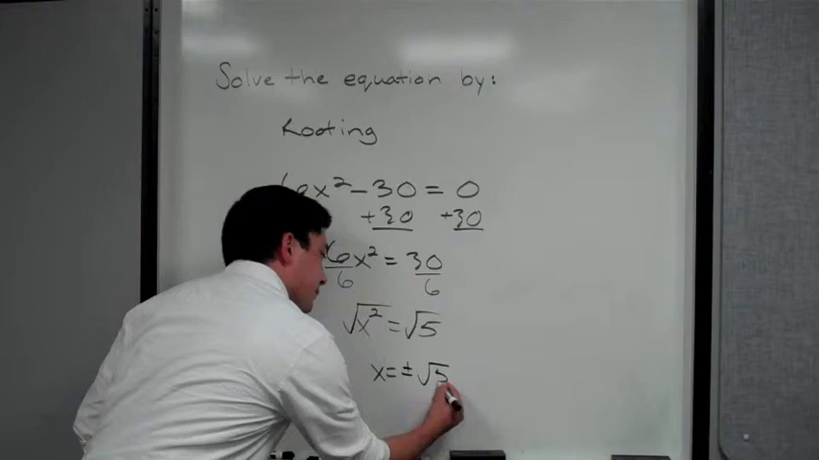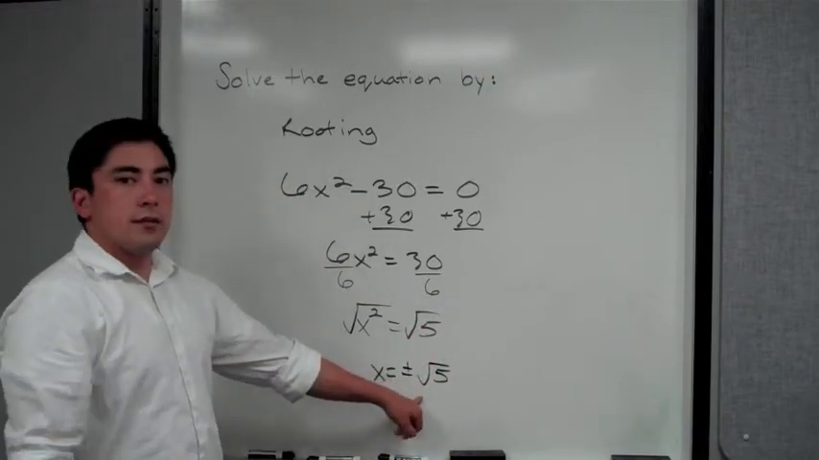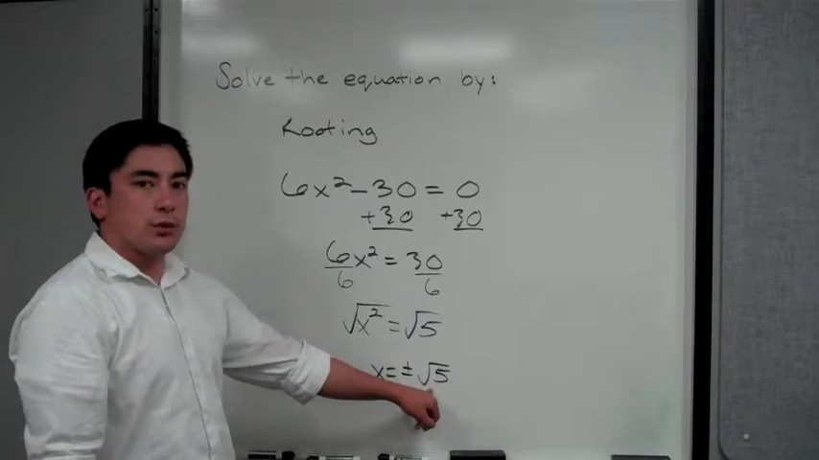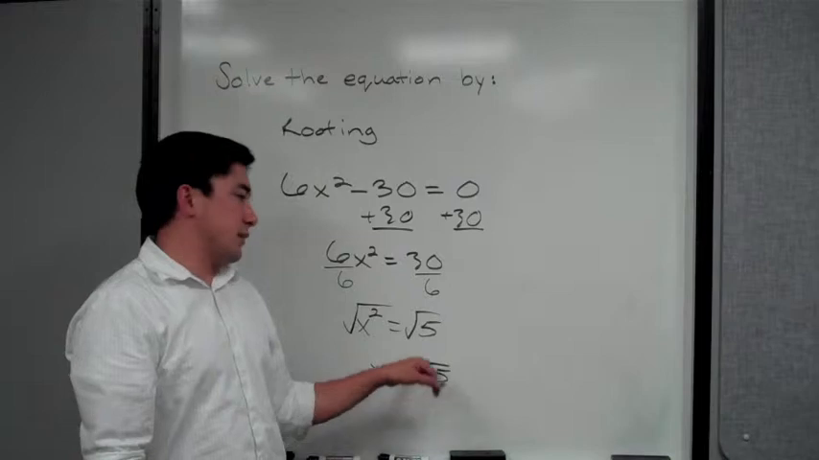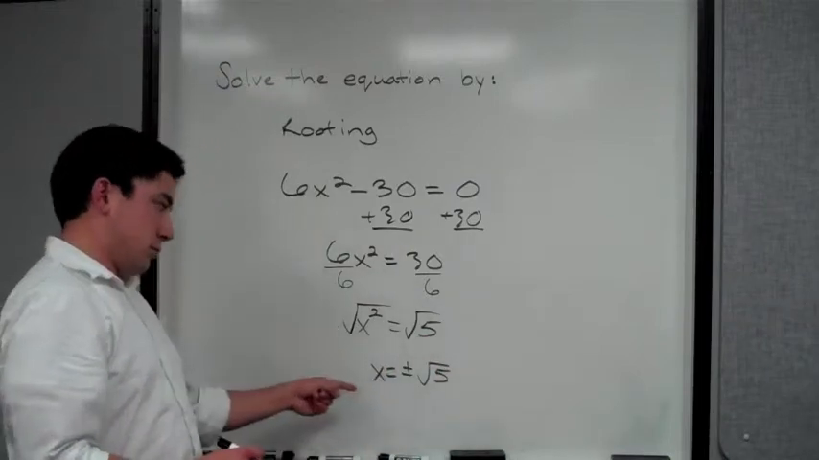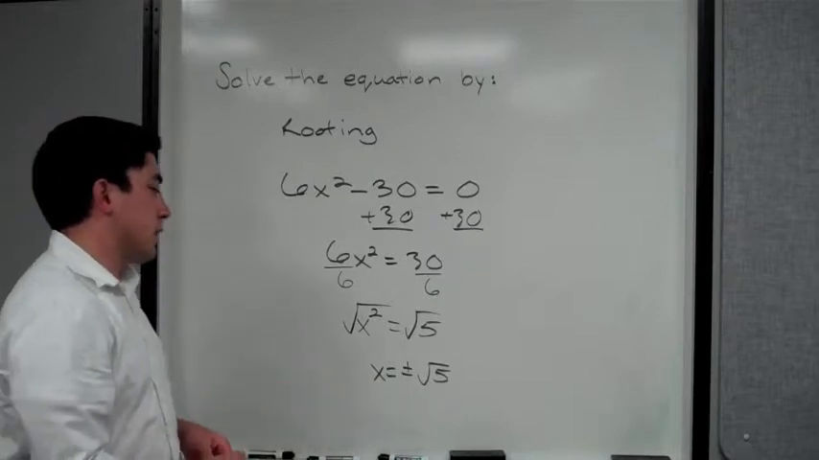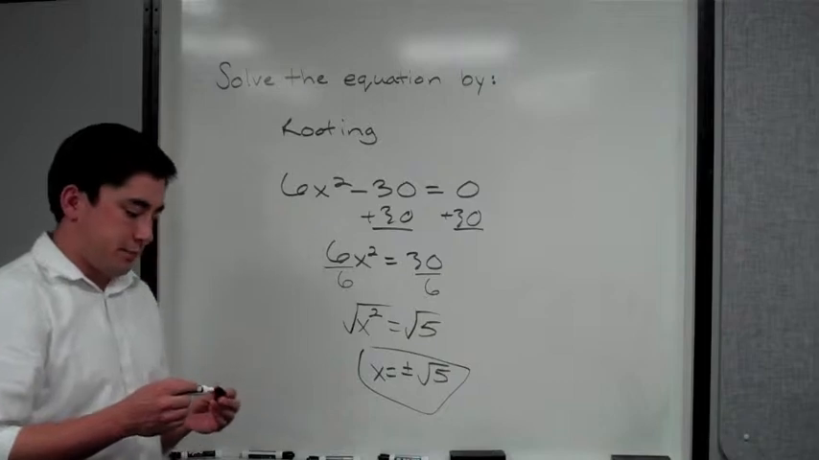Now you can't take the square root of 5, so you just leave it as root 5. Because if you were to square this, positive root 5 times positive root 5 is 5, and negative root 5 times negative root 5 is 5. That's why we have the plus minus. That's how we solve by rooting.